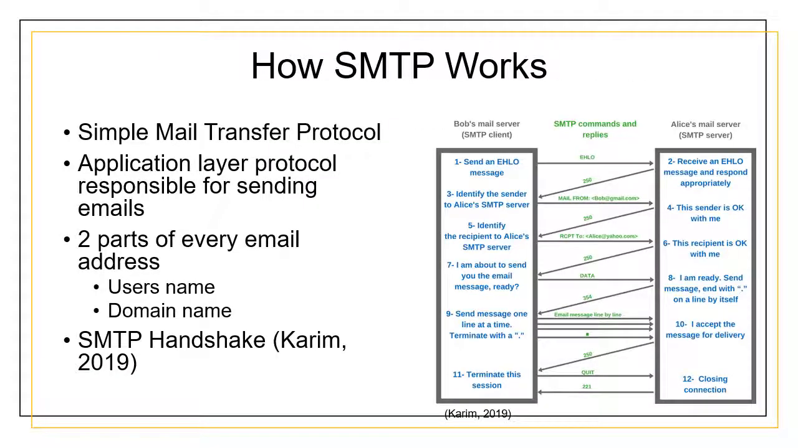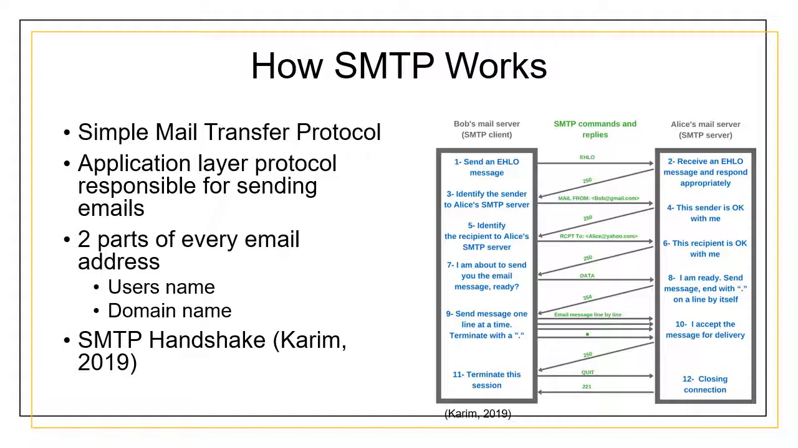Next, we'll move on to SMTP. SMTP is the Simple Mail Transfer Protocol. It is an application layer protocol that is responsible for sending emails. There are 2 important pieces of information in every email address: the user's name and the domain name.